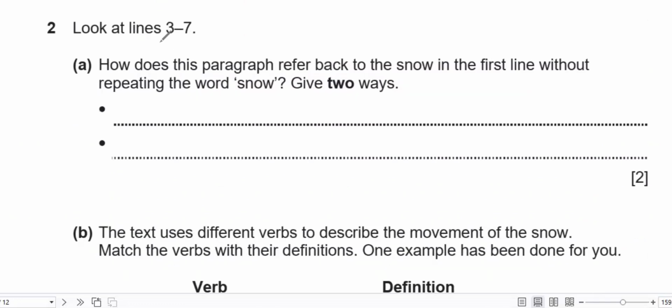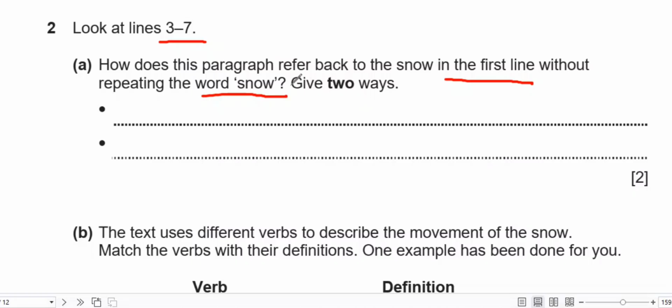Look at lines from 3 to 7. How does the paragraph refer back to the snow in the first line without repeating the word snow? Give 2 ways. What do I mean by this question? The question is asking us, how does the paragraph or the writer refer back to the snow in the first line without repeating the word snow?